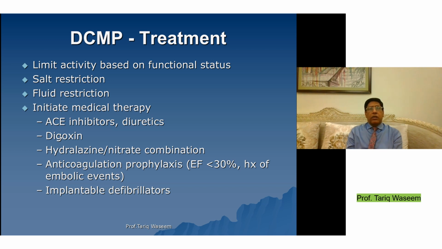Diuretics, as I told, by reducing the preload would be helpful. Digoxin has an inotropic effect, it has a chronotropic effect. It is particularly useful in patients who developed atrial fibrillation because reducing the ventricular response to the atrial contraction would be beneficial.